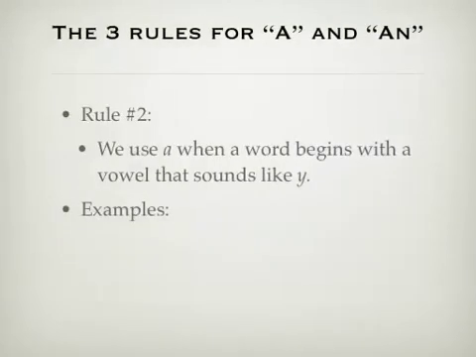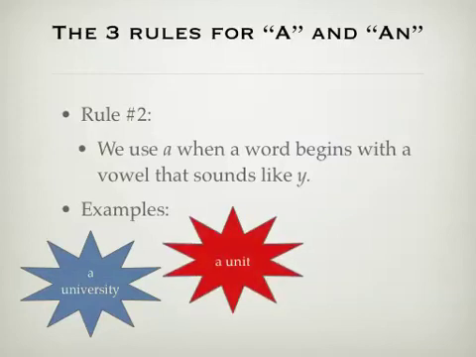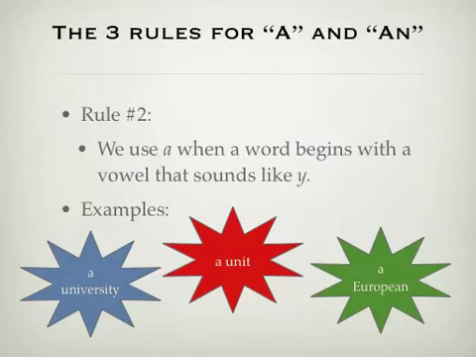Rule number 2, we use a when the word begins with a vowel that sounds like Y. And that's important. It sounds like Y. It may not actually be a Y, but it has that Y sound. So examples, a university. Word begins with U, but it has that Y sound. A unit. Same thing. Word begins with U, but it has the Y sound. And a European.